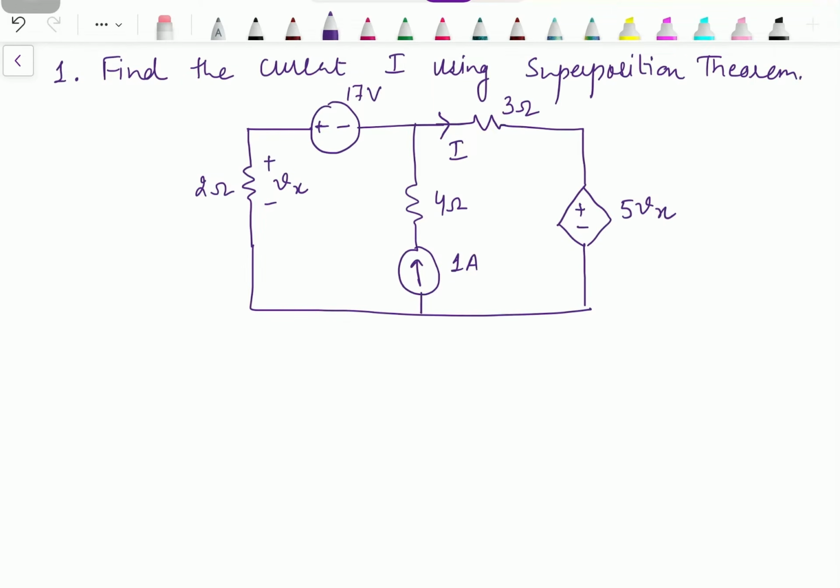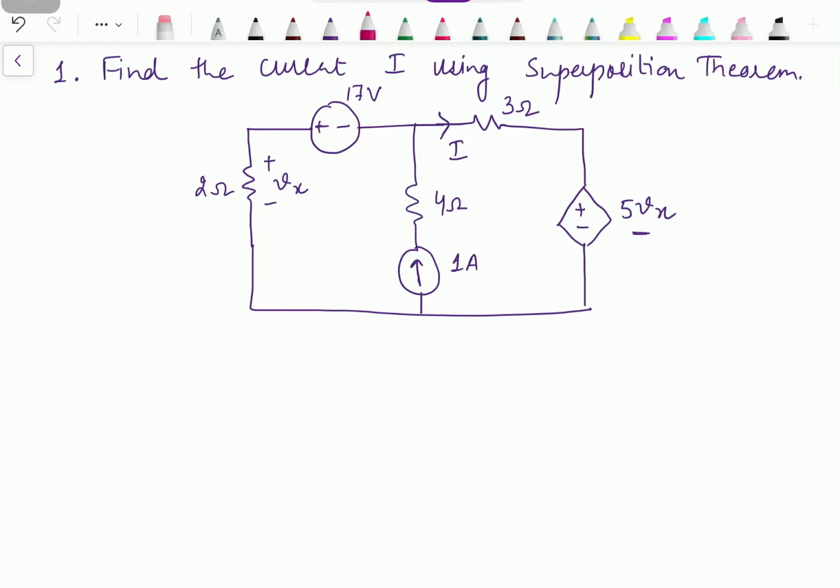The circuit has 3 different sources, 2 are independent and 1 is dependent. We have to solve this circuit twice since the number of cases for solving the problem is 2, as we have only 2 independent sources. This 5Vx dependent source will remain as it is in the circuit.